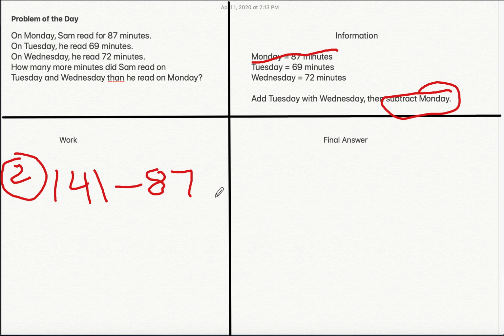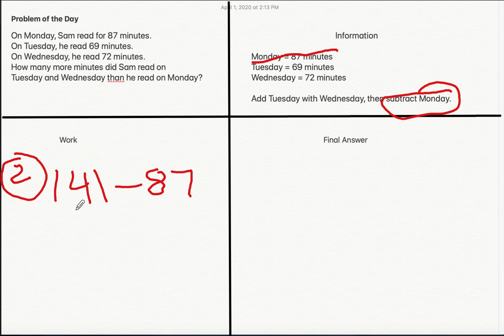87. Now, there's a lot of ways you can go about this. You can do it old school, like I know a lot of you will, but guess what? You're going to have to regroup twice. Don't say the word borrow. You have to regroup twice. I don't want to do that. That's way too much work. But I can make it way easier. Actually, I don't want to decompose it.